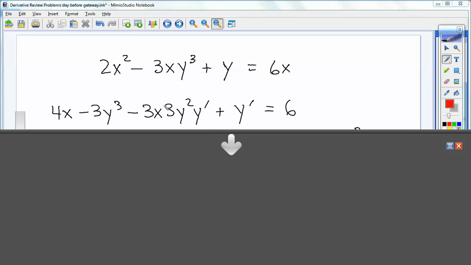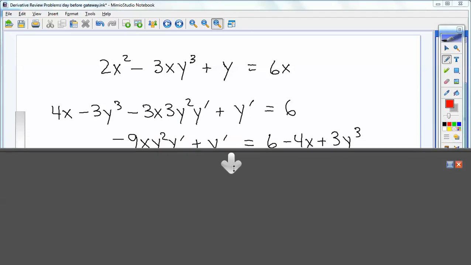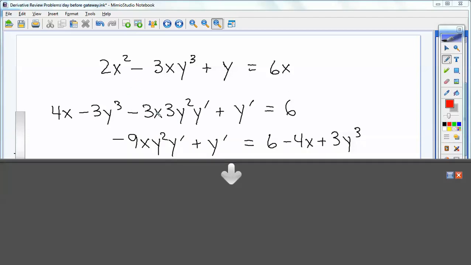Okay, now do not leave the 3 and 3 like that. That makes 9. You need to put those together. I see people leave it like that, like that 3 is supposed to be stuck in the middle between those x's or something. So that makes it 9. So this is a negative 9xy squared y prime. I'm going to leave that all as one big term. And then this y prime term, leave those there.